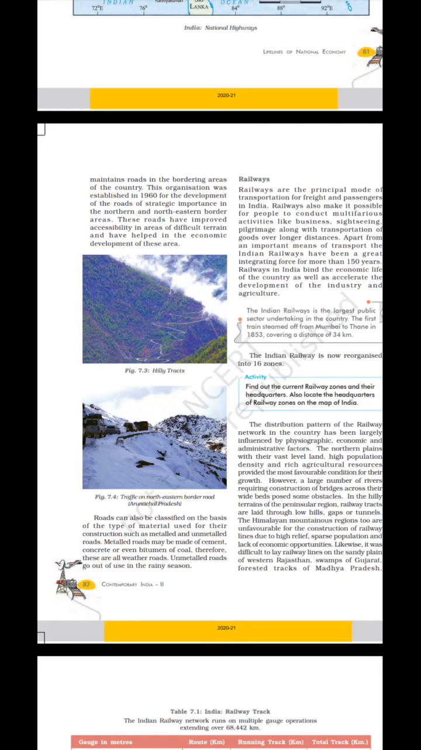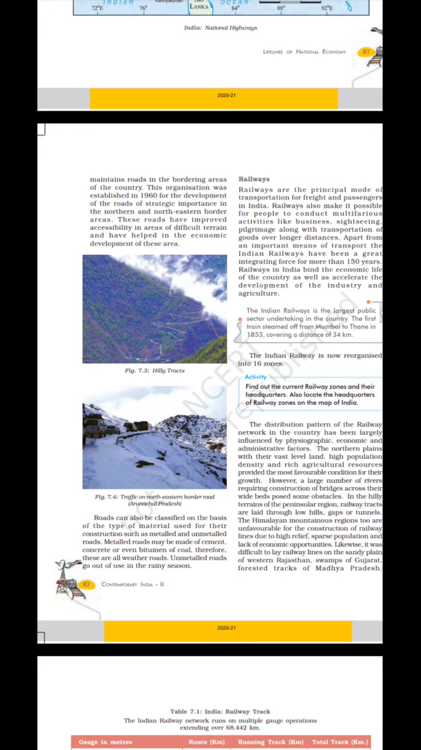The distribution pattern of the railway network in the country has been largely influenced by physiographical, economic, and administrative factors. The northern plains, with their vast level land, high population density, and rich agricultural resources, provided the most favorable condition for their growth. However, a large number of rivers requiring construction of bridges across their wide beds poses some obstacles. In the hilly terrains of the peninsular region, railway tracks are laid through low hills, gaps, or tunnels.